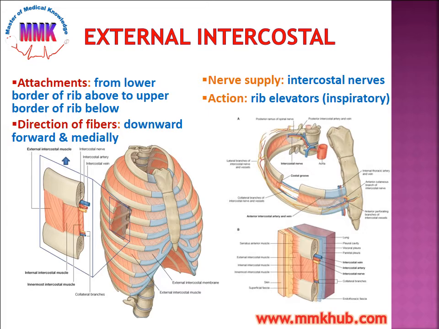Now we will discuss briefly the other muscles of the rib cage. External intercostal muscle. These are attached from the lower border of the rib above to the upper border of the rib below. The direction of the fibers is downward, forward and medially. It is supplied by the intercostal nerves, and its action is as a rib elevator, helpful in the inspiratory process.